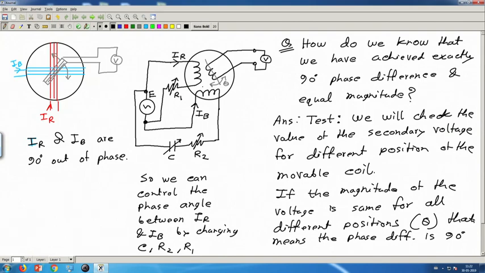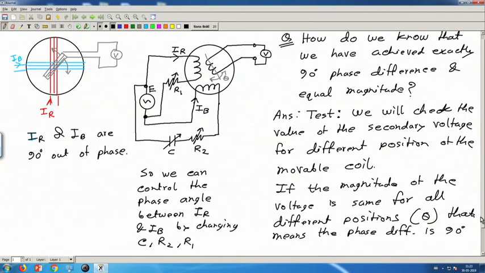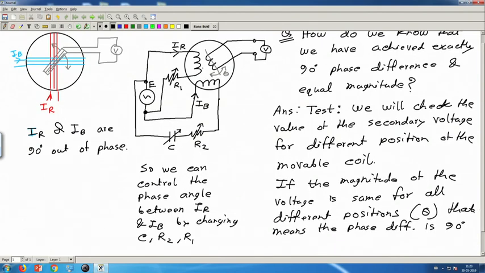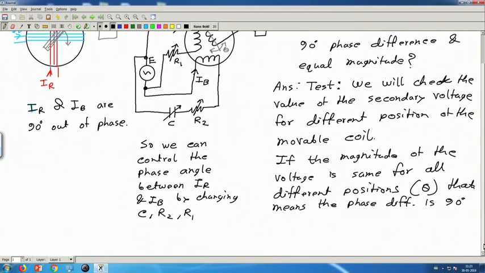equality of magnitudes. Okay. So, we may need equal magnitude of current, or maybe some, I mean, if, say for example, this turn ratio is not 1:1, then we may need some other ratio of the magnitude of these two currents. Okay. But whatever is the requirement, if we find that the magnitude of the secondary voltage is same irrespective of the position of this coil, that means the desired condition is achieved. To say it in another word, we can say it like this.